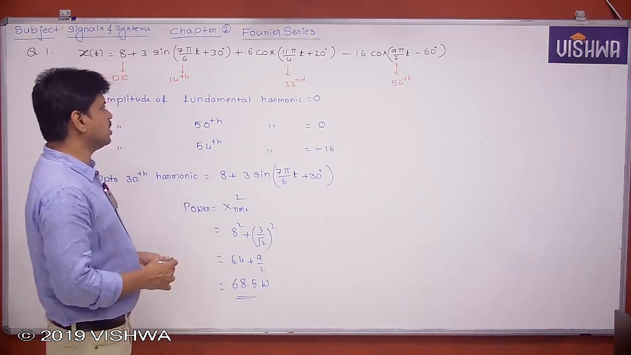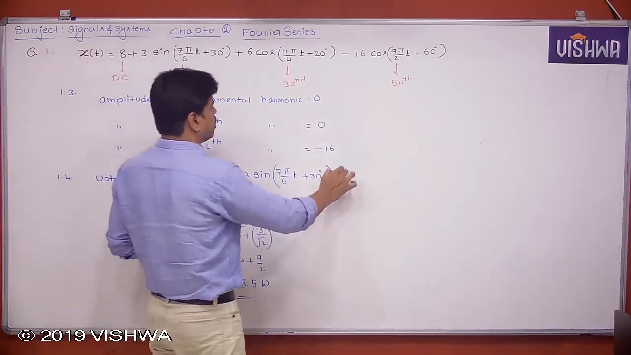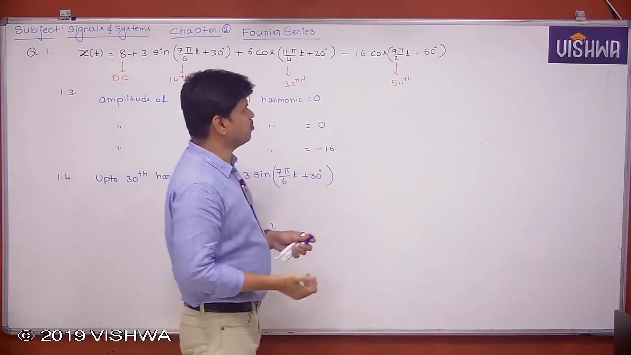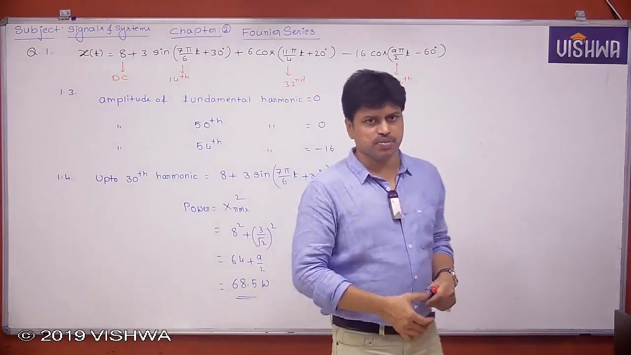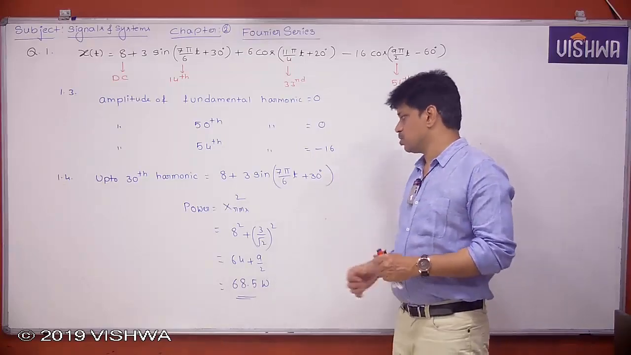Suppose if they said the 33rd harmonic, then we have to include this term also. If they said 54th, then we have to include everything. I hope you understood. So make a note.